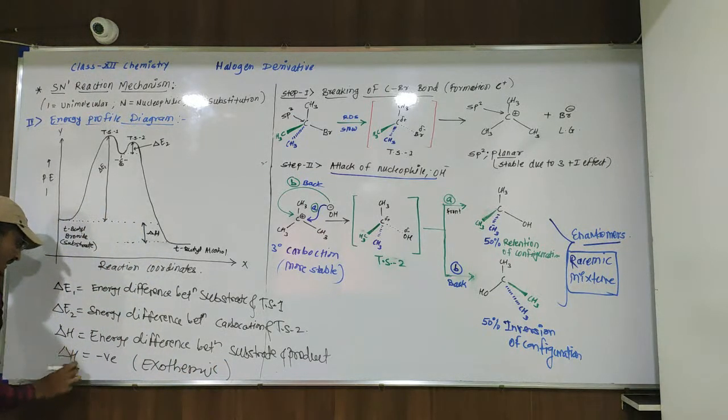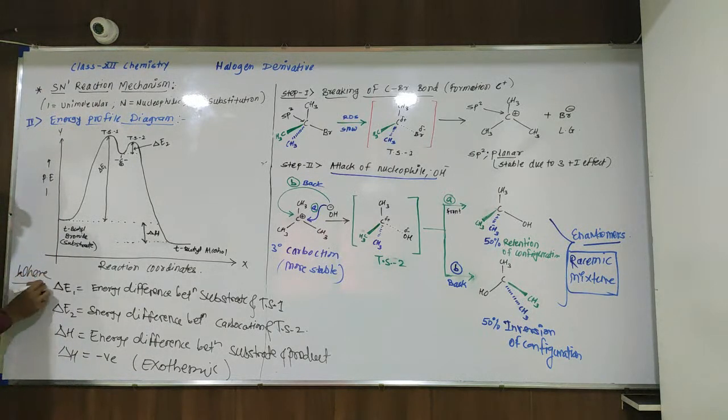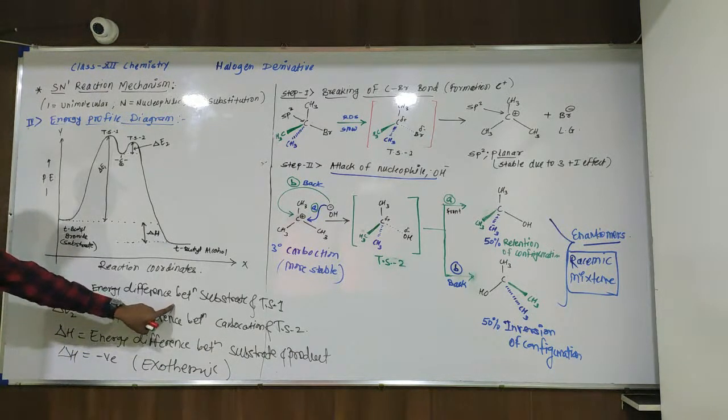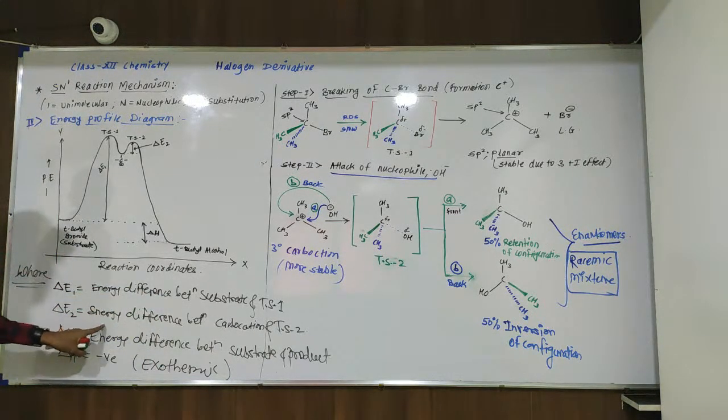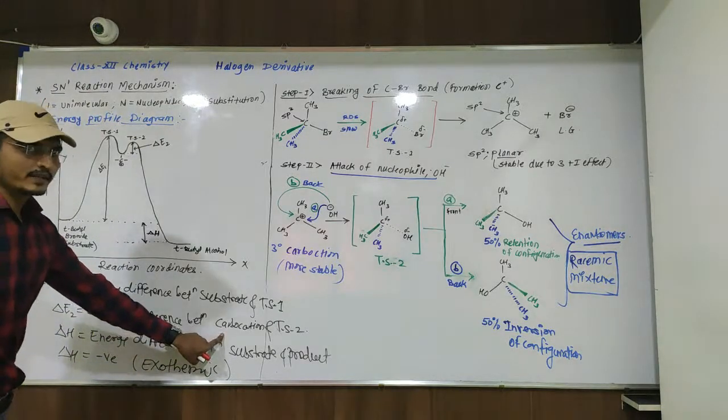Because what about the delta H value? It should be negative. Okay. So below the diagram you can write here, what is the delta E1? It is the energy difference between substrate and TS1. What is the delta E2? Energy difference between carbocation and TS second.